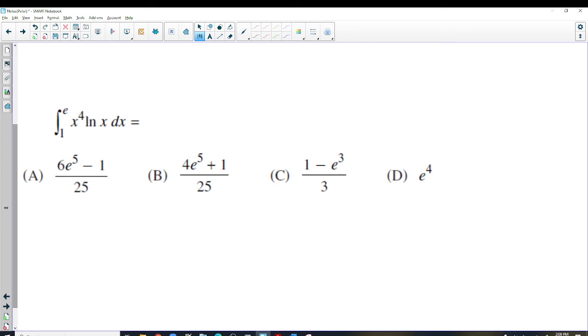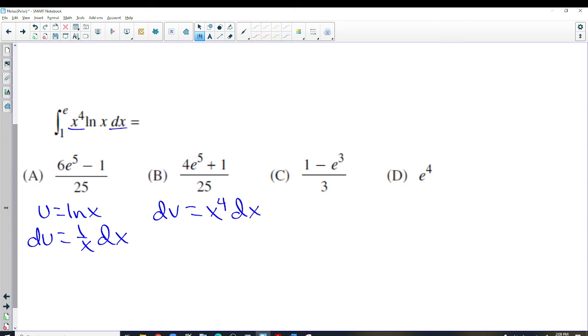It's integration by parts. So we have to choose a u and a dv. We're going to go u is natural log of x, and we pick natural log of x for u because we know what the derivative of natural log of x is. It's 1 over x. Now we have to pick a dv. Well, the only thing we have left is x to the 4th dx.